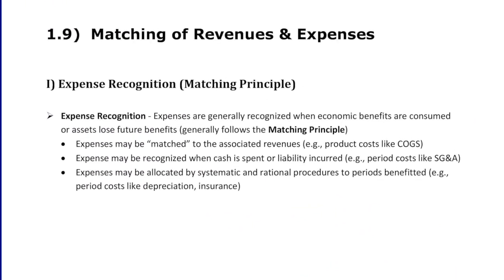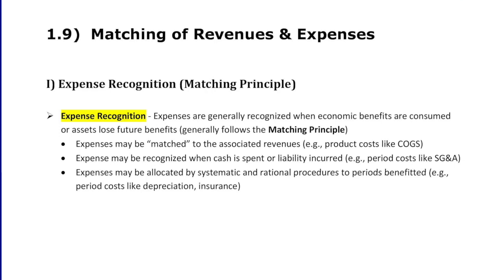We're looking at highlight expense recognition. So expenses are generally recognized when economic benefits are consumed or when assets lose future benefits, and they generally follow the matching principle. So expenses may be matched to the associated revenues, and that's for product costs like COGS. Expenses may be recognized when cash is spent or liability incurred, especially for period costs like SG&A.